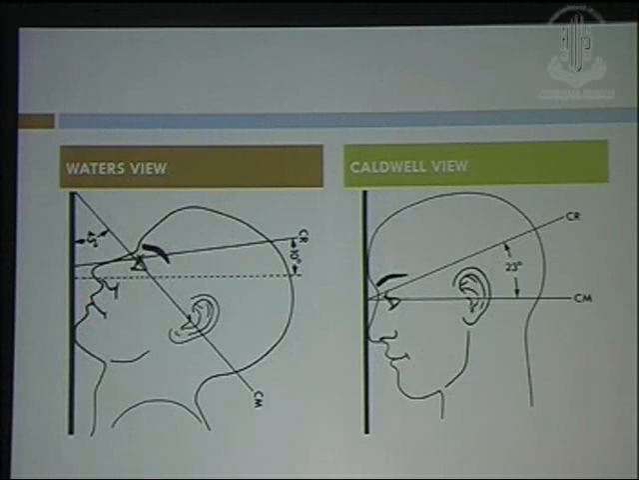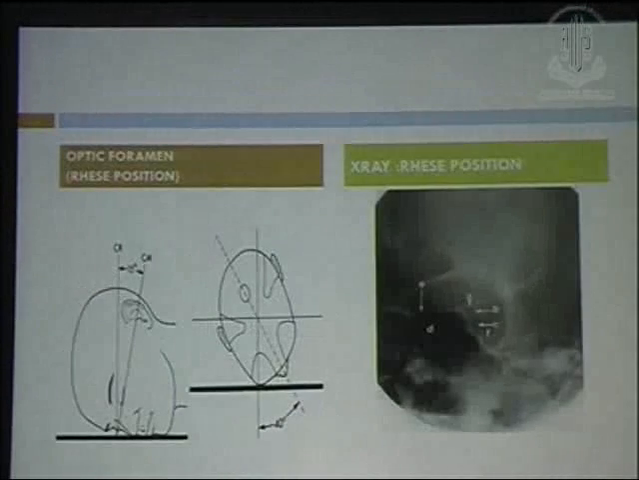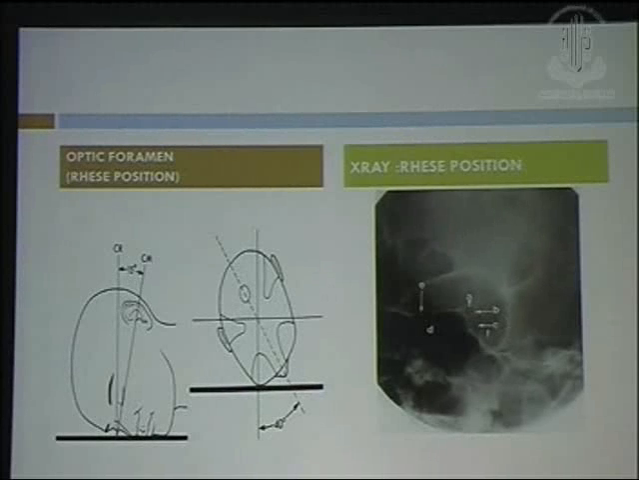So similarly, you can do a Caldwell view or a lateral view or a basal view. But more importantly, which I would stress over here, is the Rhese position or the X-ray view, where you can see the optic foramen. This is an X-ray of the patient which has been done in the Rhese view. So you can see this A, which I have noted as A, is the optic foramen, where you can see the optic nerve passes through this.